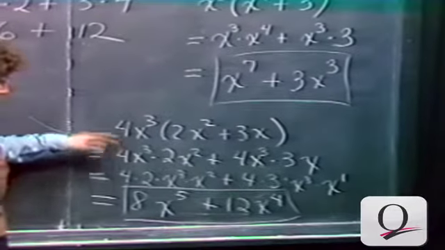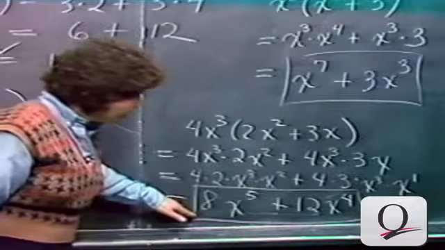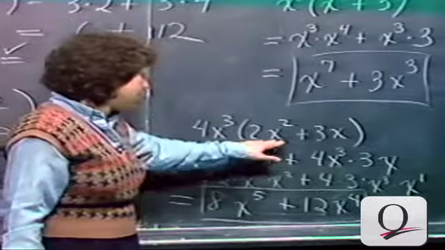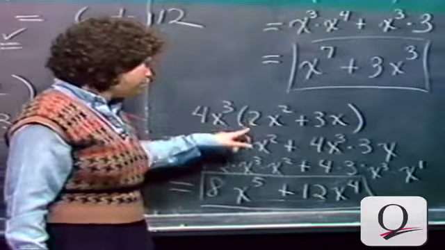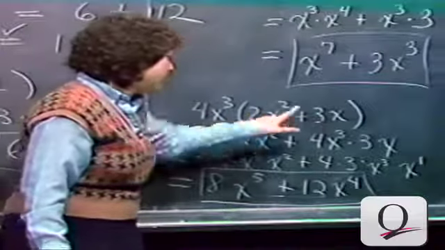Of course, we would hope that eventually you would get to the point that you could go from this step to this in your head. Just go, the 4x cubed has to multiply the 2x squared, giving us 8, x to the fifth, and then multiply the 3x, giving us 12, x to the fourth.